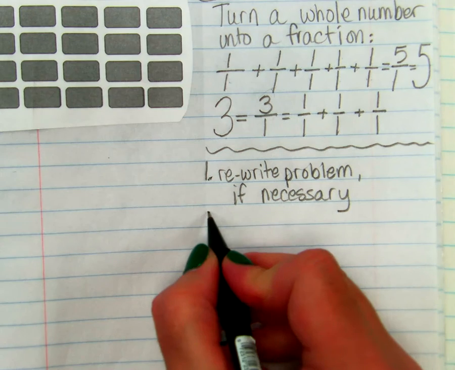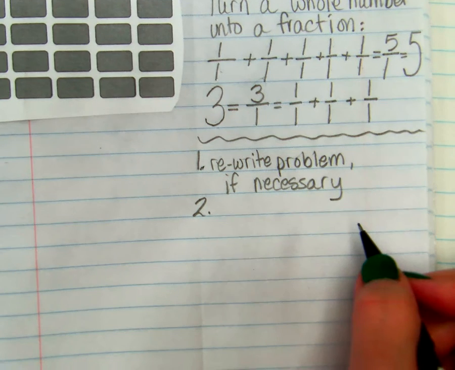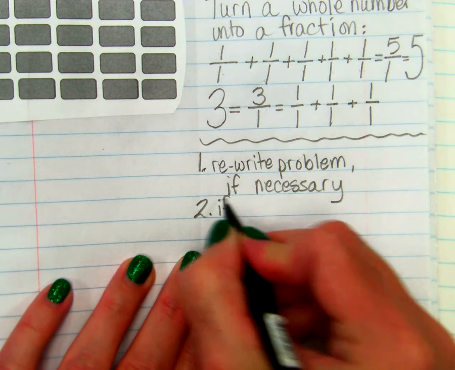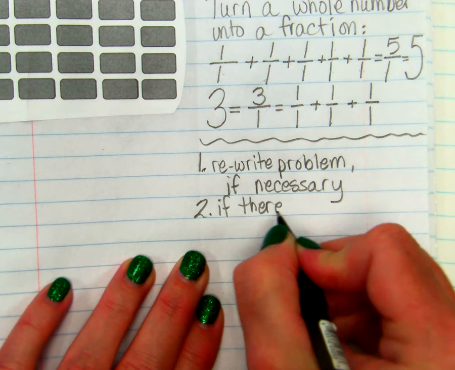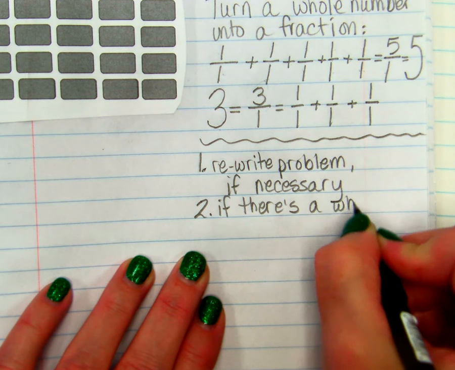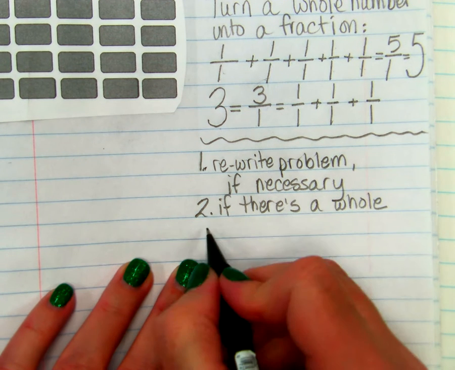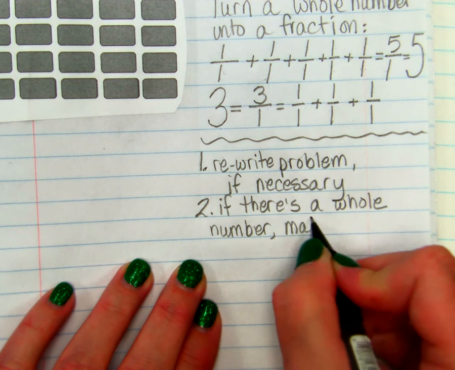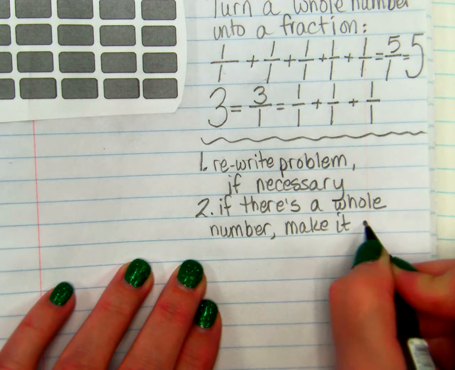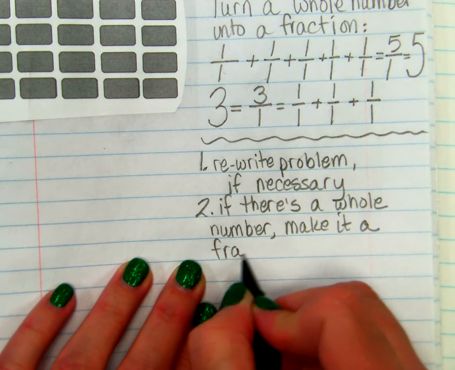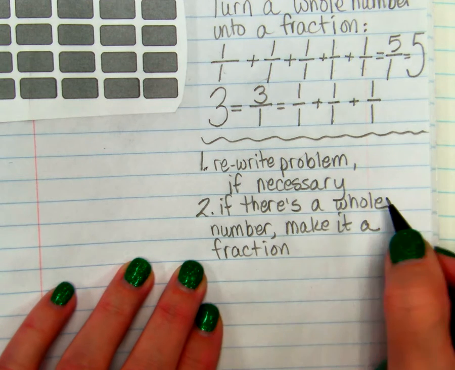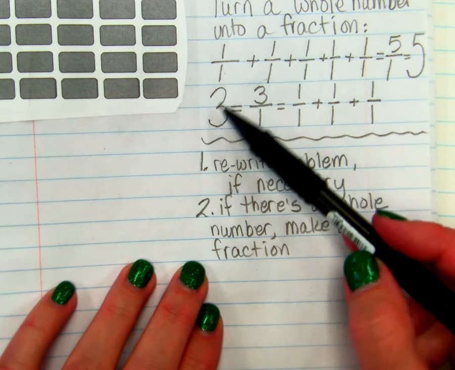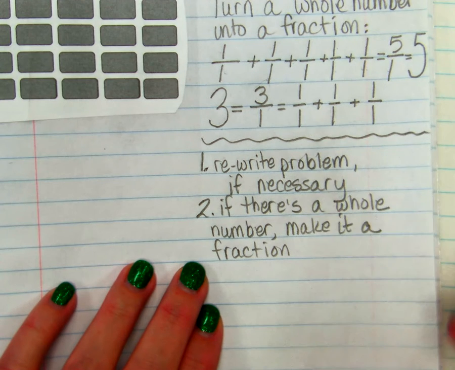Okay? Second step. If there is a whole number, we need to make it a fraction. If there is not a whole number, then we can just skip this step. But this is very important, okay? And now that we've taken this note up here, we are ready to know what to do with a whole number.